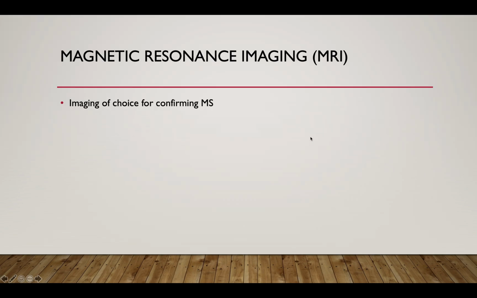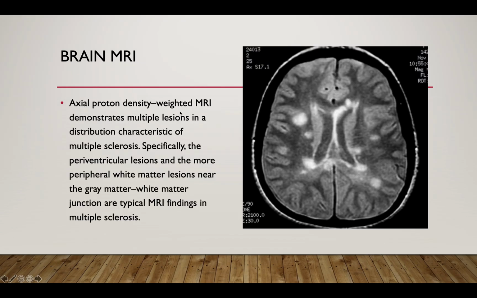One of the investigations is MRI, which is the imaging of choice for confirming multiple sclerosis. This is an axial proton density weighted MRI demonstrating multiple lesions with a distribution characteristic of multiple sclerosis. Specifically, the periventricular lesions and the more peripheral white matter lesions near the gray matter-white matter junction are typical MRI findings in multiple sclerosis.